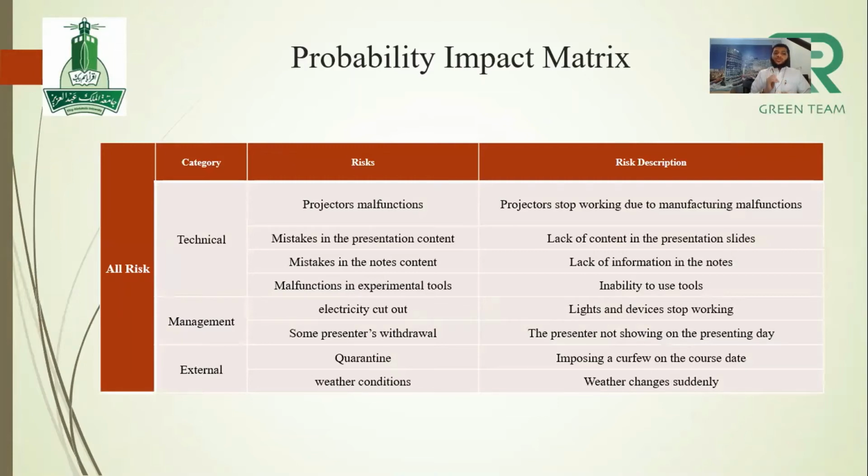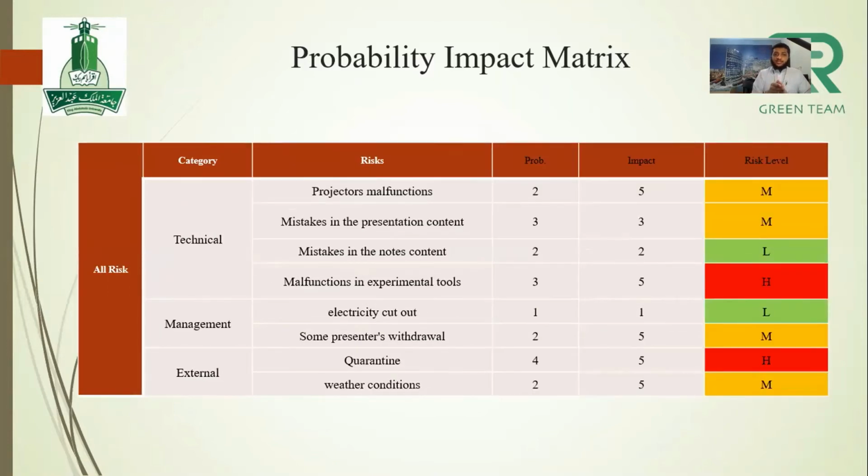Let's go to identifying the risks. Here you can see all the risks that could happen to us in implementing the project, with their categories and with their risk description. And you see here the impact, how much each risk could impact our project. For example, here we have the projector malfunction. The risk level is moderate, and keep going.